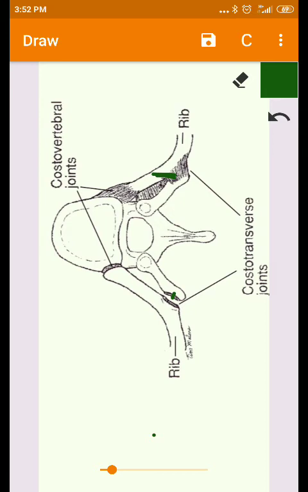Okay, and the next one is the lateral costotransverse ligament. That we can't see here, so this is present on the lateral aspect. This ligament connects the lateral non-articular part of the tubercle to the tip of the transverse process.